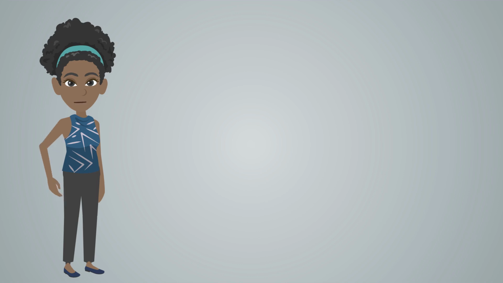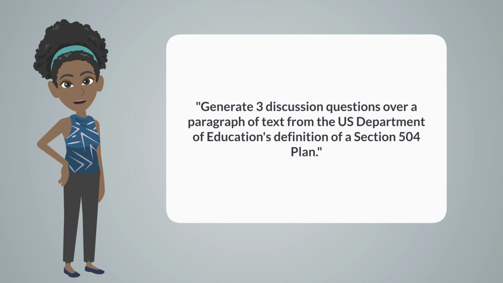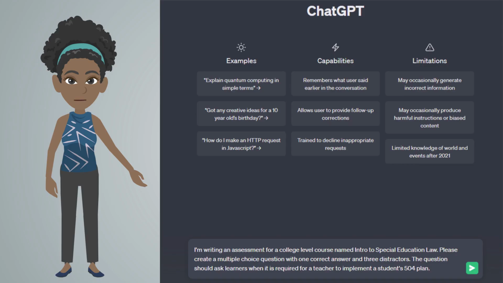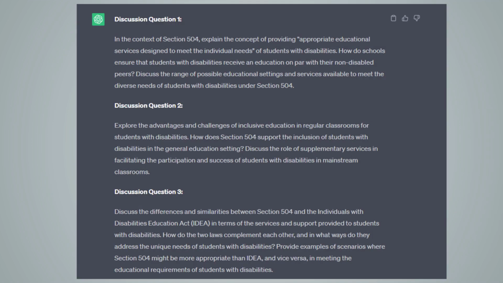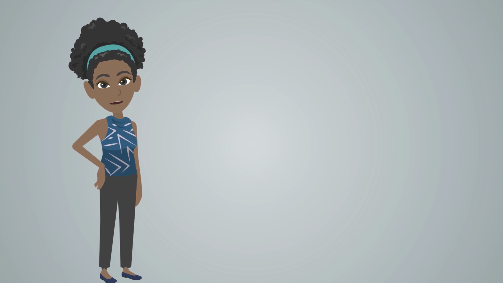Last, let's see what ChatGPT comes up with when we ask it to create discussion questions over the topic. We'd ask ChatGPT to generate 3 discussion questions over a paragraph of text from the U.S. Department of Education's definition of a Section 504 plan. On the next slide, you can pause to read ChatGPT's response. These questions are thorough, and while discussion question number 3 begins to go outside of the scope of the topic, when we asked ChatGPT to provide a different question, it really hit the mark.